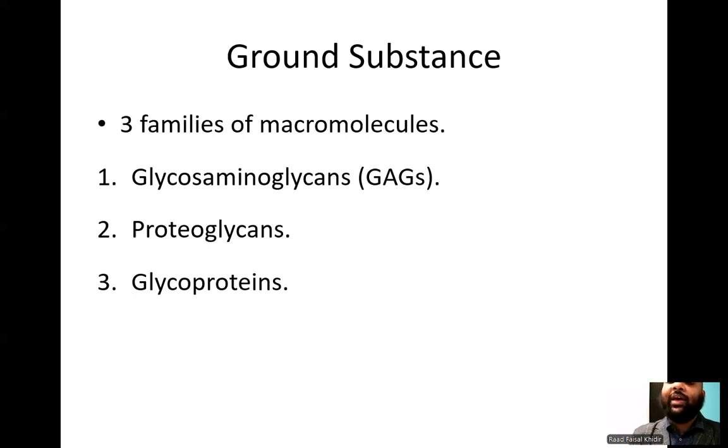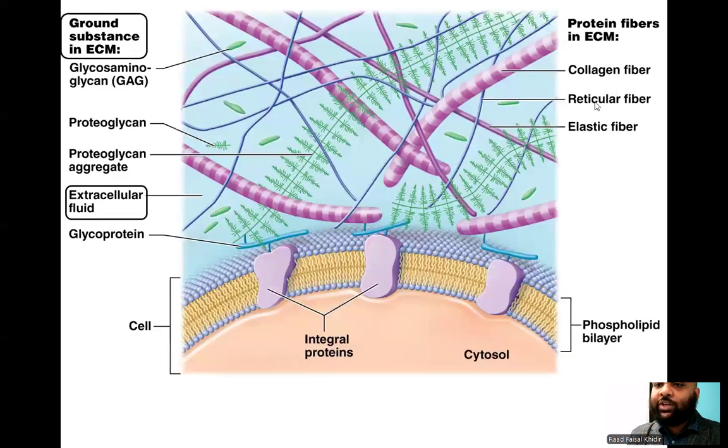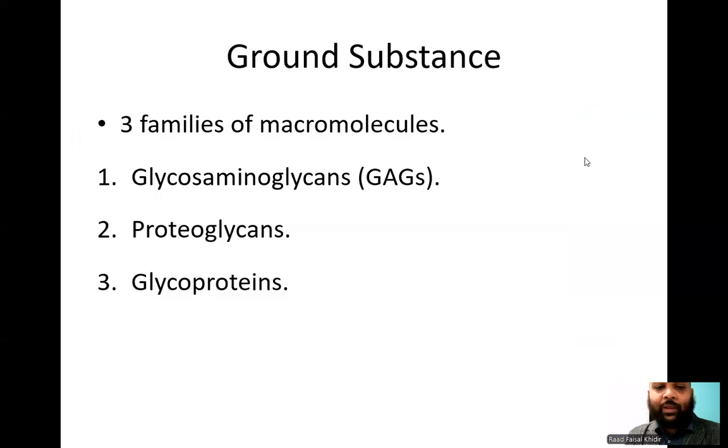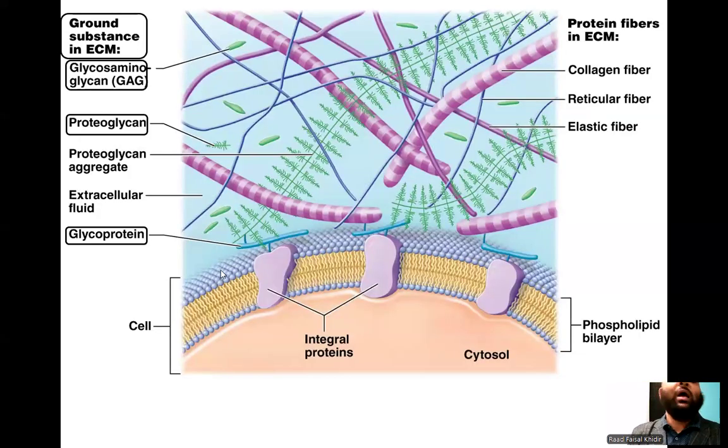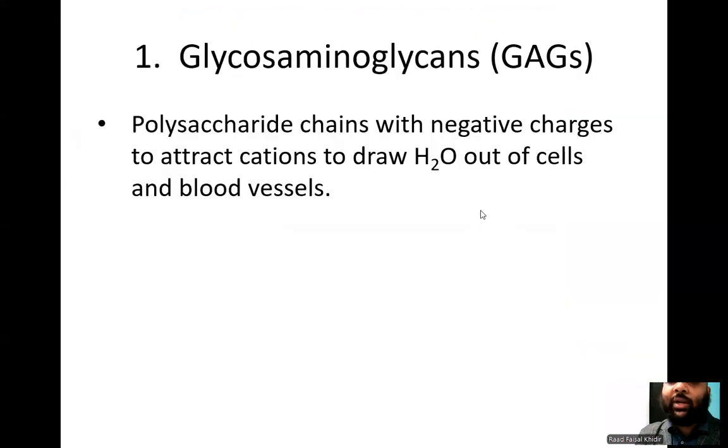Glycoproteins. And then when we learn about the protein fibers, we're going to see that they are made up of collagen, reticular fibers, and elastic fibers. These are all proteins. The last one is glycoproteins. Okay, so glycoproteins are on the surface of your cell, and these, you see, glycoproteins, proteoglycans, and glycosaminoglycans.